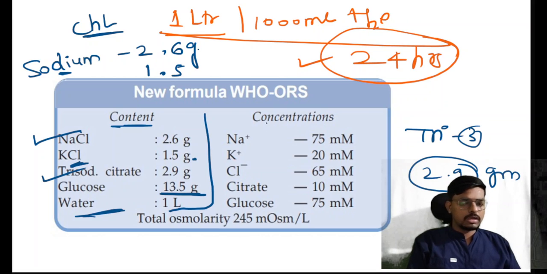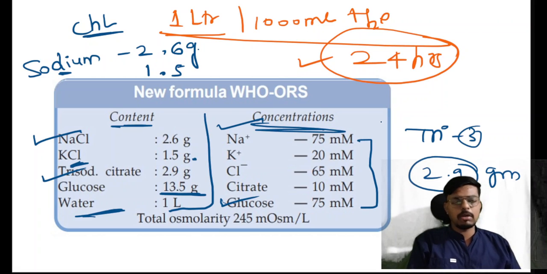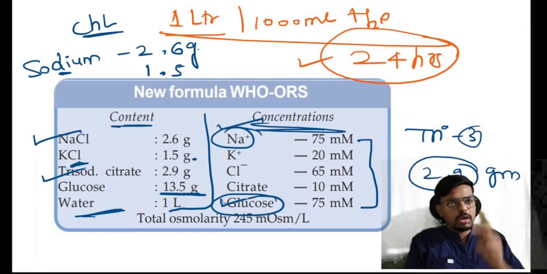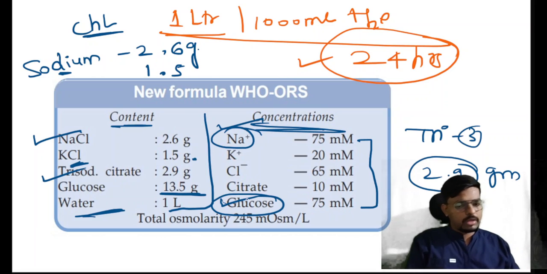Then what is the concentration of the ORS? That is sodium 75 milliosmol per liter and glucose also 75 milliosmol per liter. They will ask the question: which two components have the same concentration or the same osmolality in the ORS? That is, students, sodium and glucose. These two components have the same osmolality in the ORS. Is the concept clear?